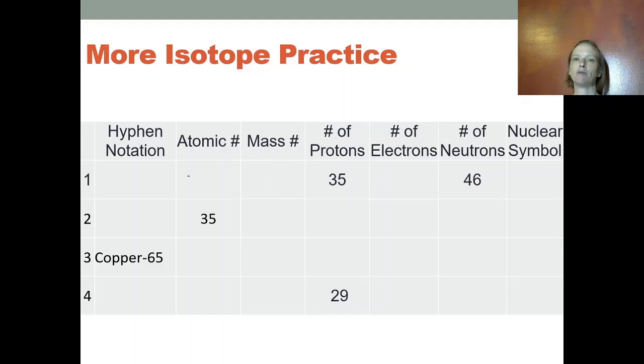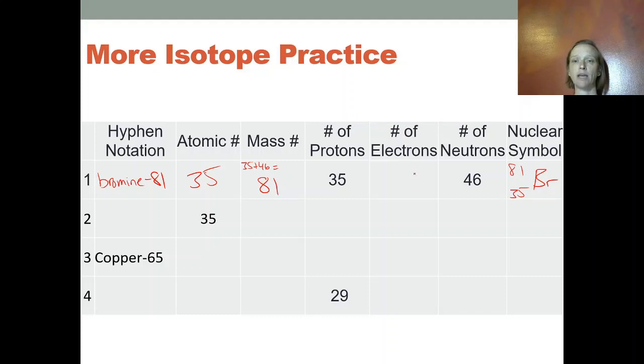If I have 35 protons, that means my atomic number is 35. And looking at my periodic table, that corresponds to bromine. Now, I know my number of protons and I'm given a number of neutrons. So I don't have to guess or use the periodic table to figure out my mass number. I know I have 35 plus 46 gives me 81 as my mass number. So I have 81 as my mass number here. And I can write my hyphen notation that I have bromine 81.